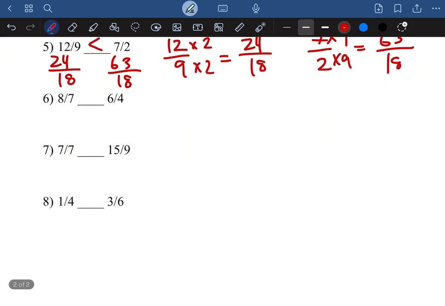Number 7, we have 7 over 7 blank 15 over 9. So what we can do for this one to make it easier, 7 over 7 is the same thing as 1, and 15 over 9 is the same thing as 1 and 6 over 9. So 1 is less than 1 and 6 over 9, so 15 over 9 would be greater.